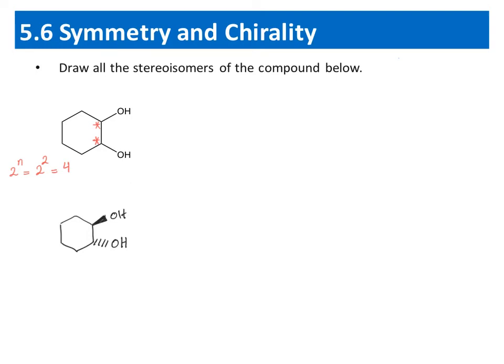To draw the next one, you can draw the enantiomer of this molecule. And to draw the enantiomer, we need to flip all the configurations. So the top OH was in wedge, now it should be in dash. And the bottom one must be in wedge. So two stereoisomers till now, and they are enantiomers.